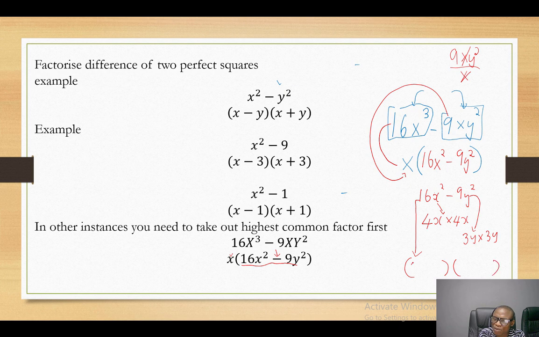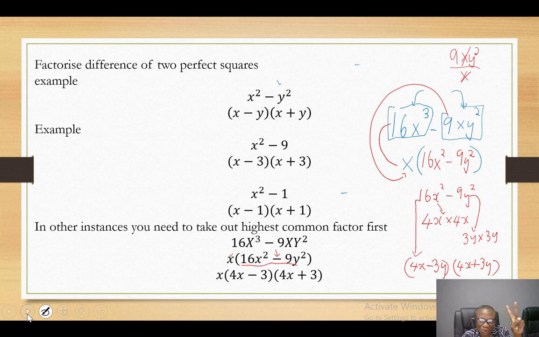So you say 4x times 4x, which is 16x squared. You say 3y, 3y. Remember, the signs must not be the same. If it's a negative here, it should be positive. So this expression fully factorized is going to look like this: x, 4x minus 3y, 4x plus 3y.